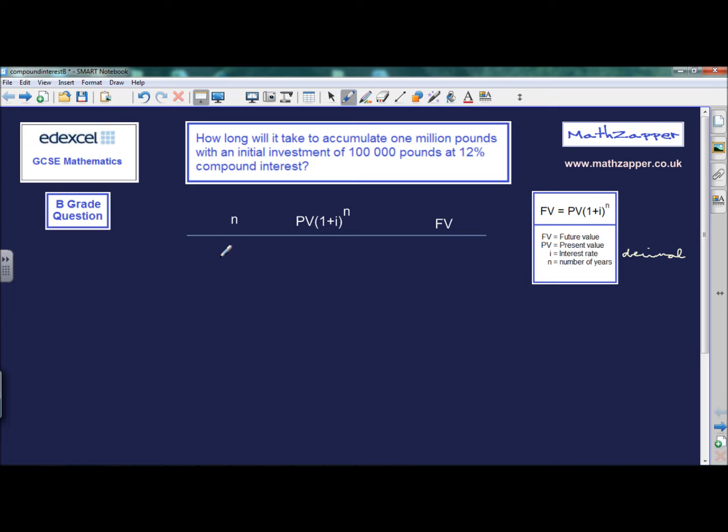Okay, so we'll start by choosing the number of years that we think is sensible, that might give us £1 million after £100,000 has been invested for that number of years. So 1 year is not a sensible idea. 5 years might be sensible, but I think probably we'll start with a 10-year investment.